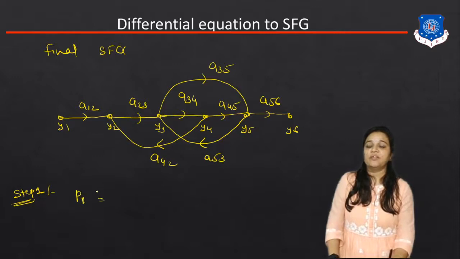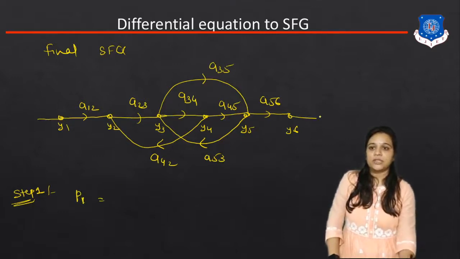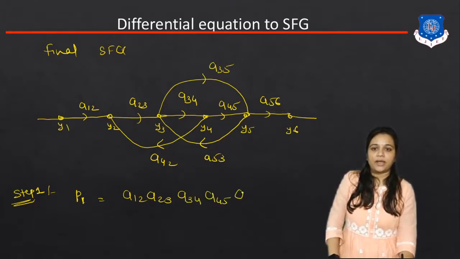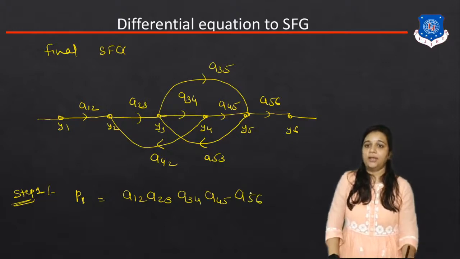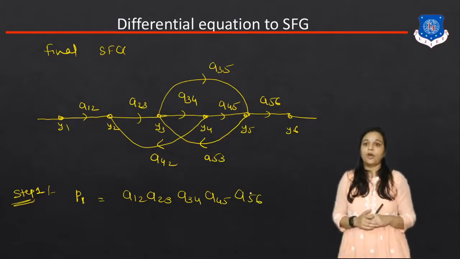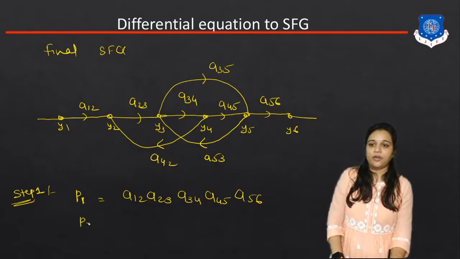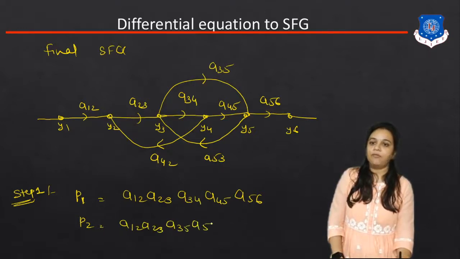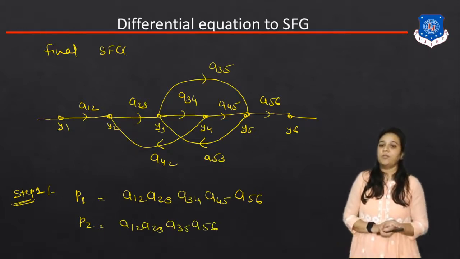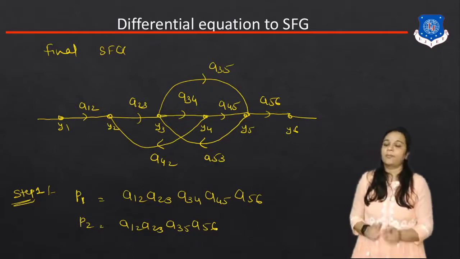forward paths. So P1 is equal to, starting from the input signal and ending with the output signal, the first forward path is A12, A23, A34, A45 and A56. Okay, is the second forward path available or not? Yes, the second forward path is A12, A23, A35 and A56. Now, is a third available or not? No, there is no third forward path.